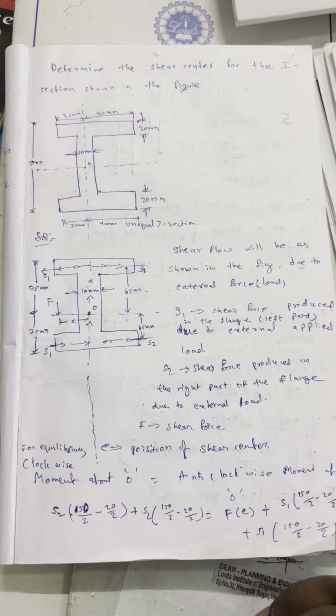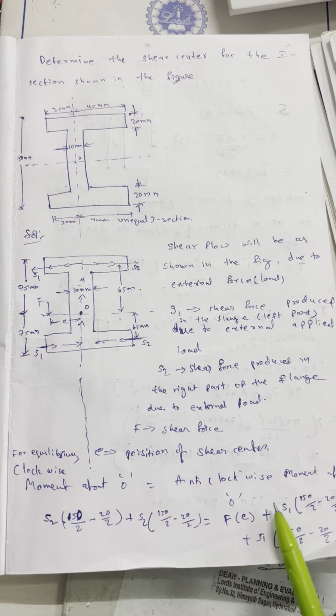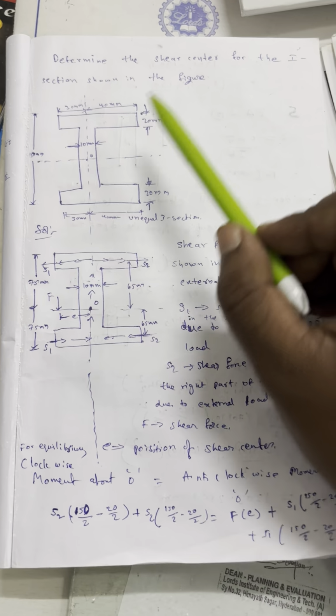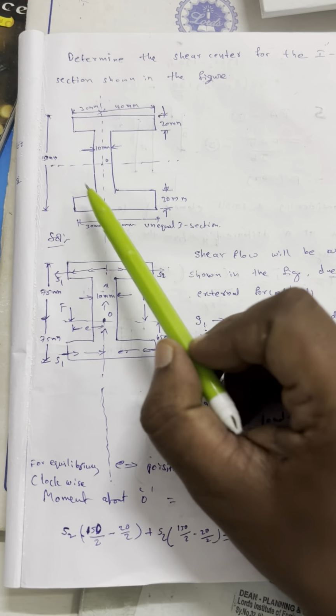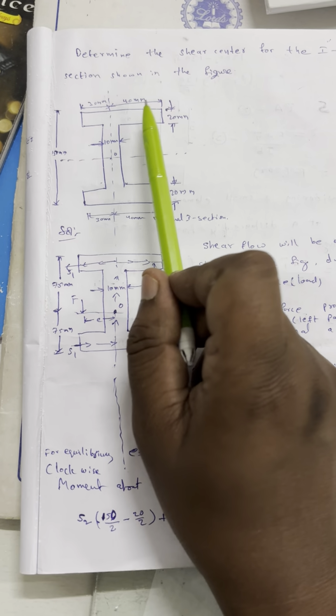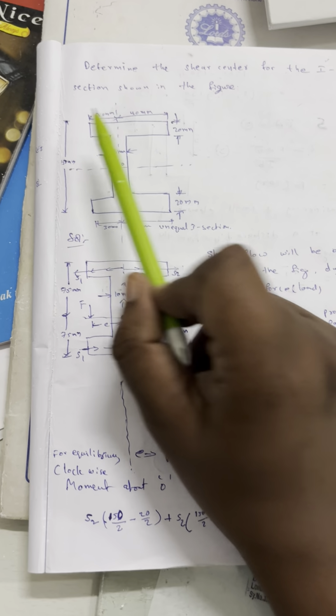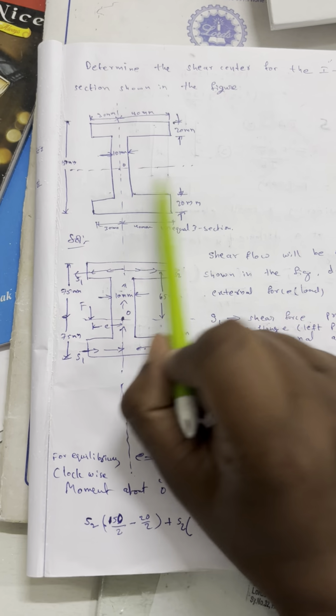In this session, we'll discuss a problem on shear center for the unequal I section. Determine the shear center for the I section shown in the figure. This is an unequal I section. That means to the left side of the y axis there is some dimension, to the right side there is some other dimension. This I section is unsymmetrical about the y axis and it is symmetrical about the x axis.